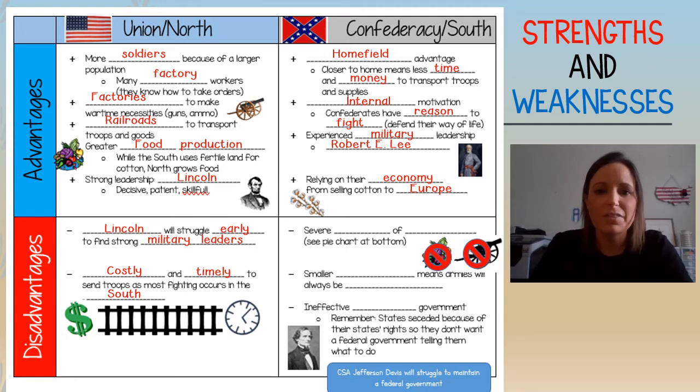Lastly, the South doesn't seem to be worried that it's outmanned or outgunned by the North. It's literally banking on its plantation cotton to sell to Europe to keep its pockets lined with war money. We'll see more of that on our next slide.